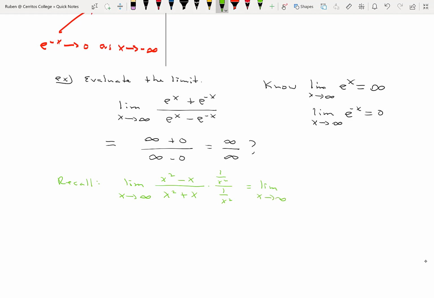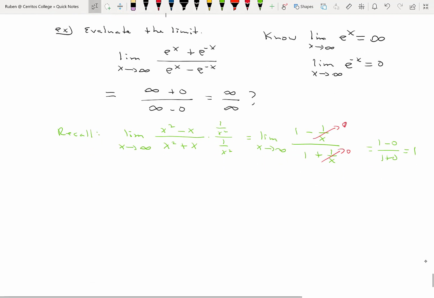If I distribute the 1 over x squared on top, I get 1 minus 1 over x. You can always pause the video and verify this if you're not sure. If you distribute the 1 over x squared in the denominator, you get 1 plus 1 over x, and you get the point of dividing top and bottom by x squared. The point is that those 1 over x's approach 0. As x gets large, the reciprocal of x, 1 over x, goes to 0. And we get our limit. This limit then is 1 minus 0 over 1 plus 0, which is 1. Okay, now to our problem.